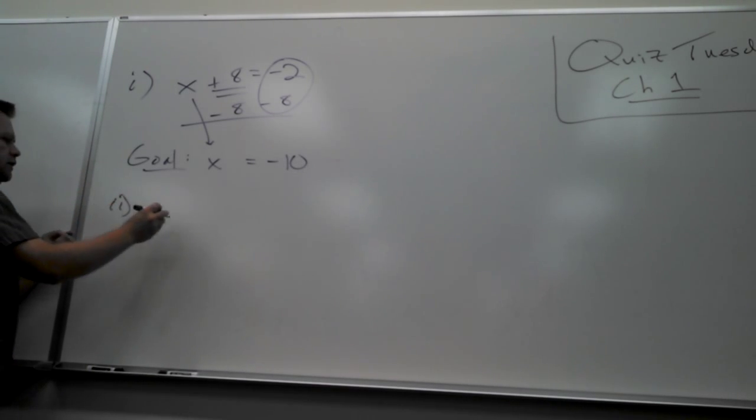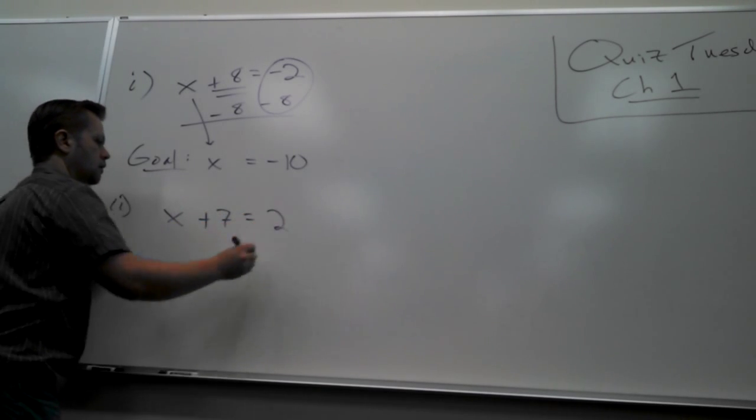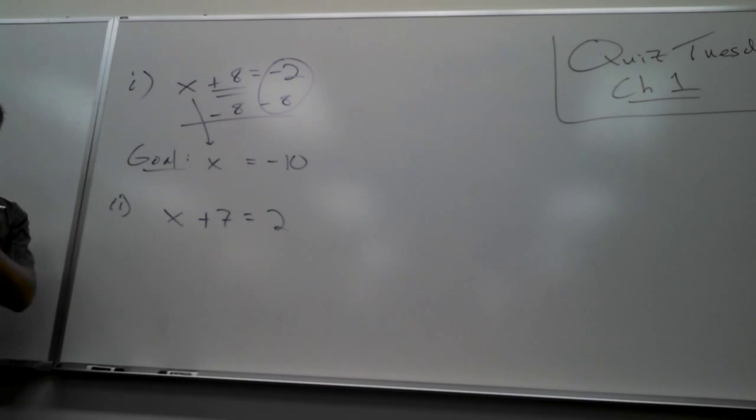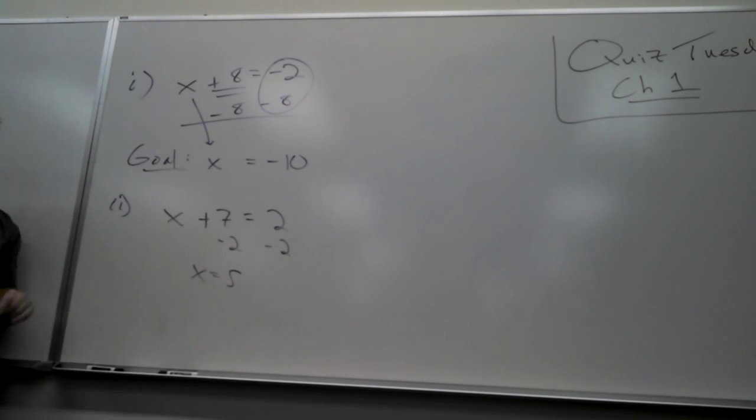So what do I mean? I get stuff like this. Somebody will do something like this: negative 2 minus 2, x is 5. Let me just say, don't write that down even, because that's so horribly wrong.